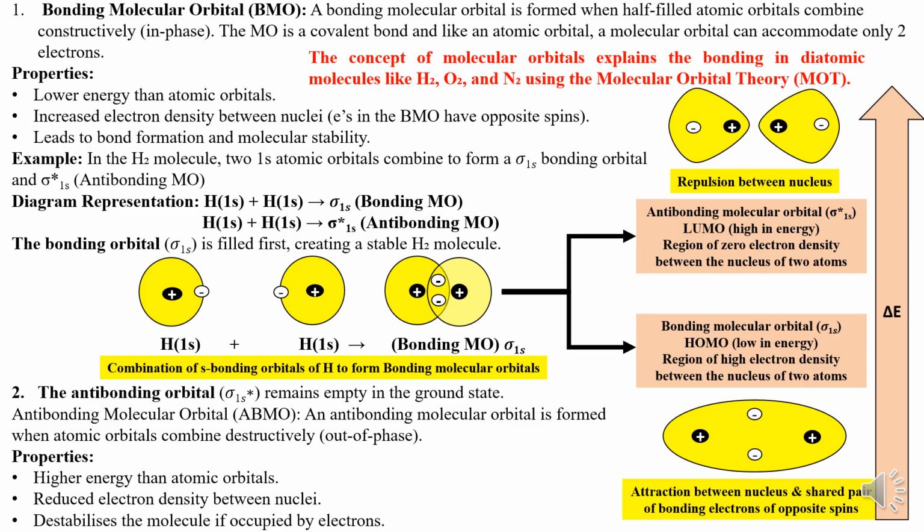So the antibonding molecular orbital is formed when atomic orbitals combine destructively, that is, out of phase. And hence the antibonding orbital is higher in energy than the atomic orbitals. This is due to reduced electron density between the nuclei, as the nuclei of the respective hydrogen atoms are directly exposed to each other. And this destabilizes the molecule if occupied by electrons.